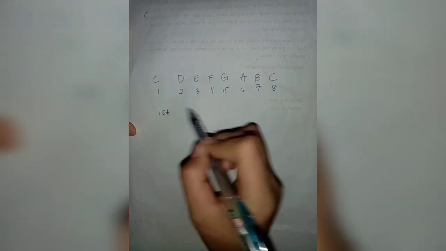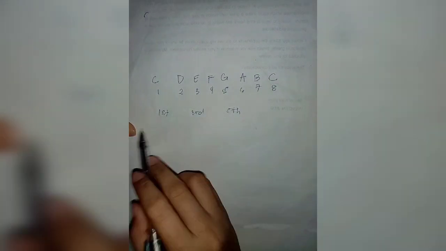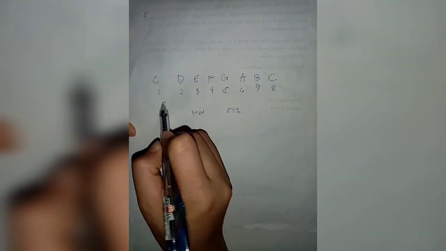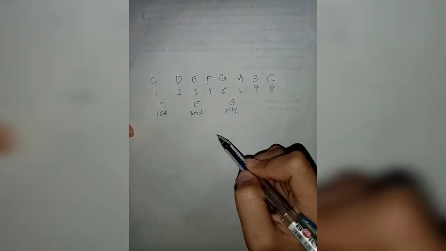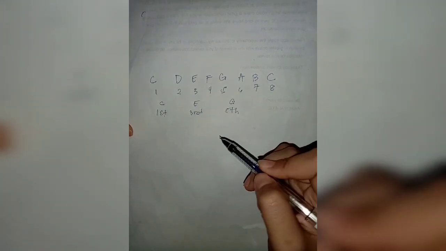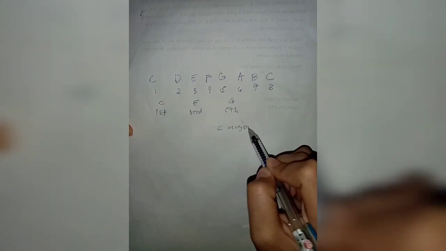C 8. Remember, in getting the major chord, we are going to get the first letter, the third, and the fifth. Now let's get it. The first letter is C, third is E, fifth is G. Now, our major chord for today is C major.